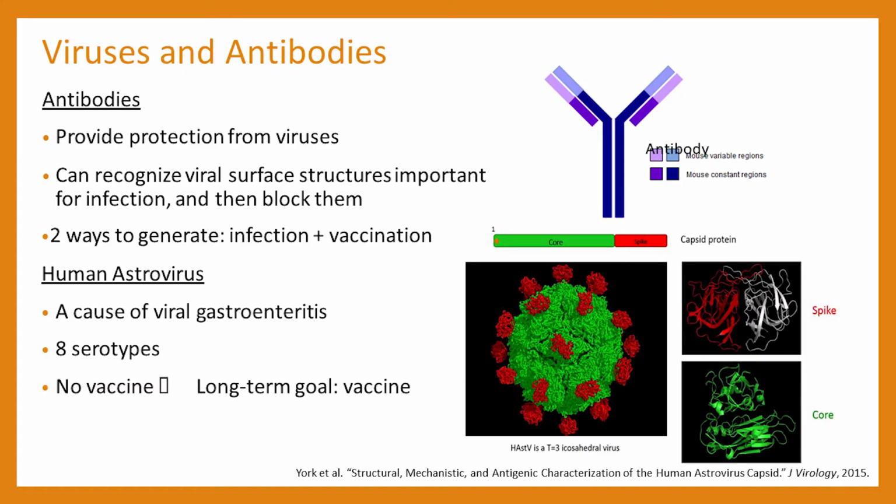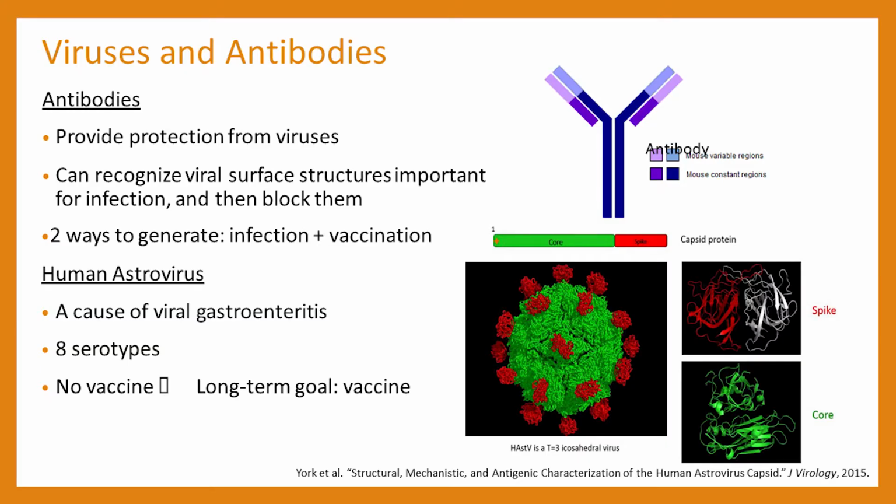So as you might know, antibodies are one way that bodies have to provide protection against viruses. They can recognize viral surface structures important for infection and block them from working. And there are two ways for the body to generate antibodies, either through infection with the pathogen or through vaccination.